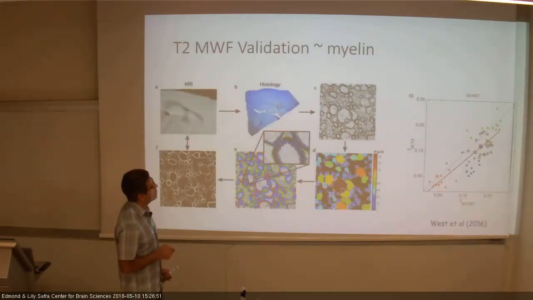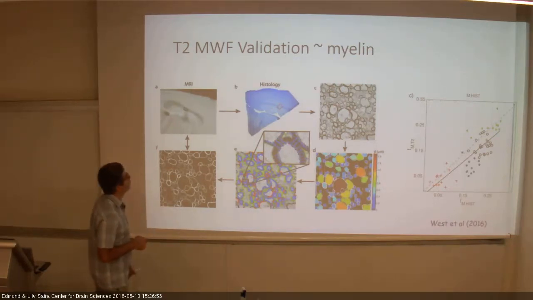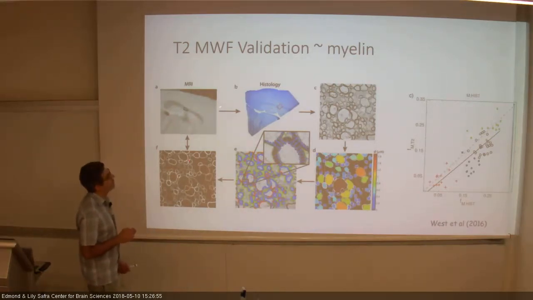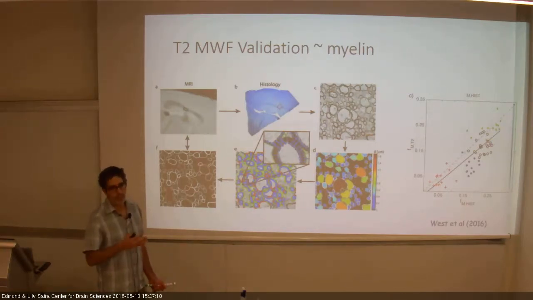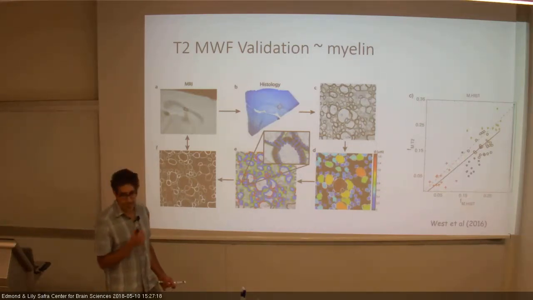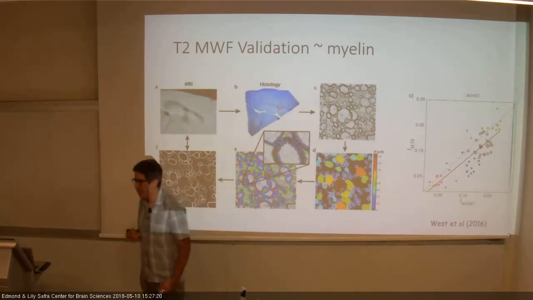And here is a validation of this. This is a post-mortem work in which they identify axons using histology and EM and quantify the fraction of the volume of myelin, and compare the myelin as measured with histology versus what they measure with T2. And you can see a really nice agreement. These are different rats, I think, which have different myelination along the corpus callosum. Each point here is a different sample. It worked pretty nicely.